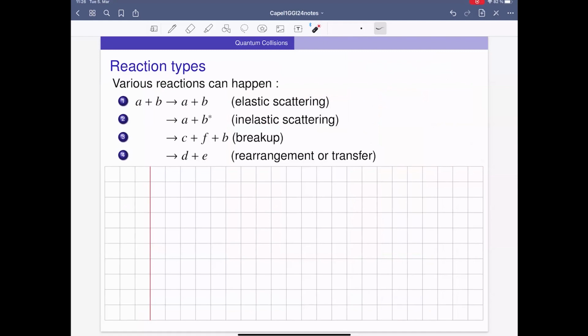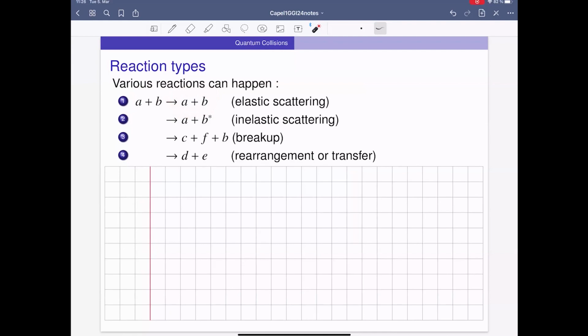So there are different kinds of reactions. When you have particles A and B that come and collide together, the first possibility is that they are merely scattered from each other. They change direction, they exchange momentum, they exchange a pion, as we've seen, but they are just scattered. They stay in their initial ground state, so nothing happens.